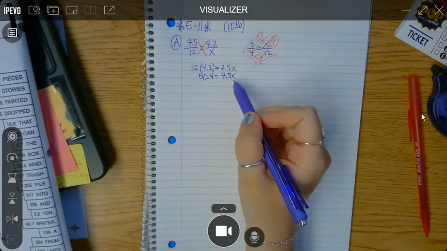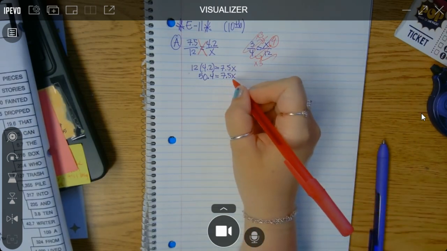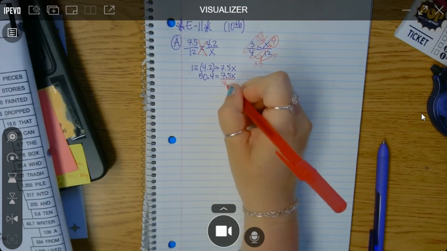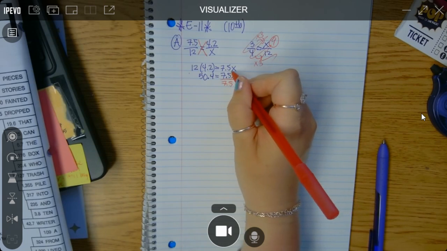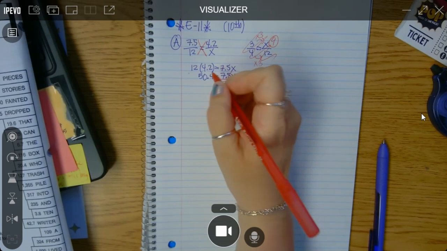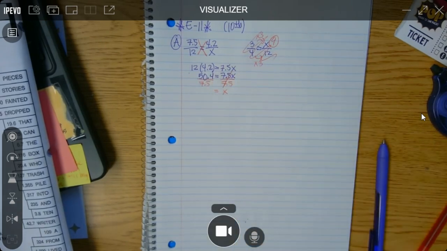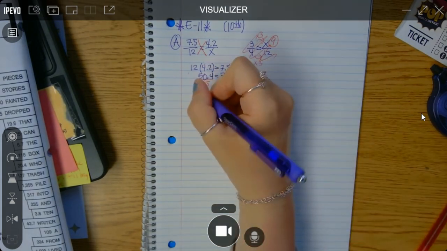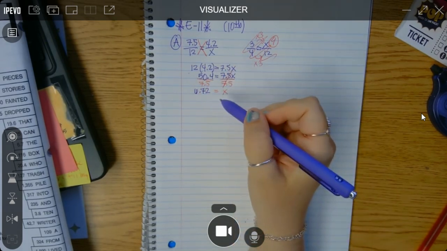And then how do you get x by itself? Well, it's 7.5 times x, so the inverse of multiplying is to divide, right? So I'm going to divide those because anything divided by itself is 1. 7.5 divided by 7.5 is 1. So now you have 1x. I can do that as long as I do the same thing to the other side. So now you have 50.4 divided by 7.5, and you get 6.72.